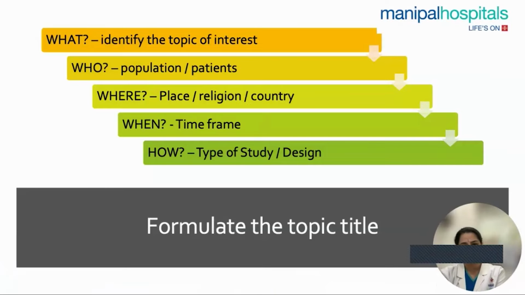So when you're formulating the topic title, you'd like to answer 5 basic questions. What are you studying about? That is your topic of interest. Whom are you studying on? What is your population of study, or who are your patients? Where do you want to study? Which place, or are you looking at a particular religion or a country? How long do you propose to study, and what is the design or the type of study you're going to do?